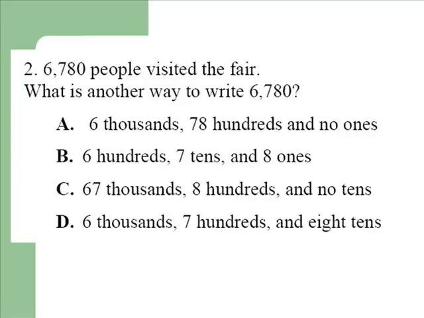Often students will get questions like this: 6,780 people visited the fair. What is another way to write this number? And then they'll be given 4 choices. Now, when you think about what strategies or skills the students need in order to solve this problem, they first of all need to be able to read. They need to be able to decipher what's being asked.